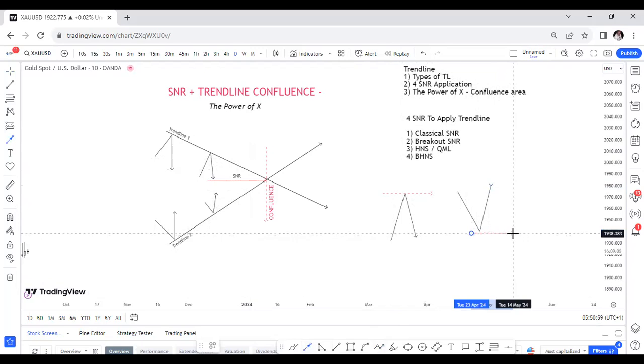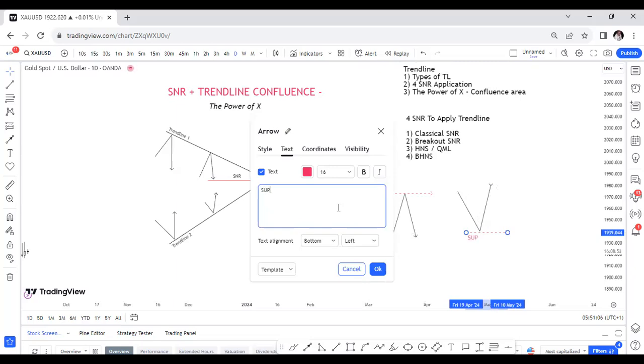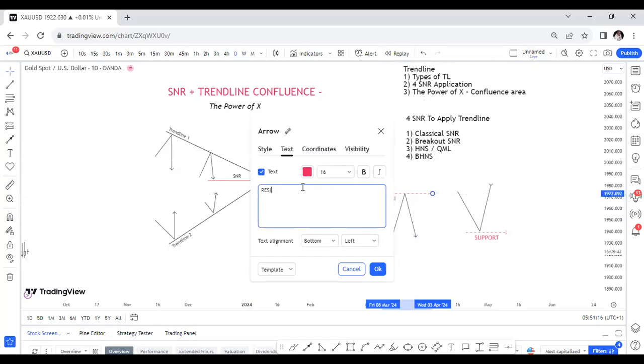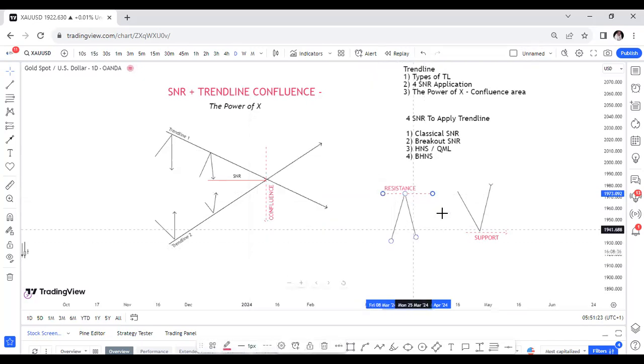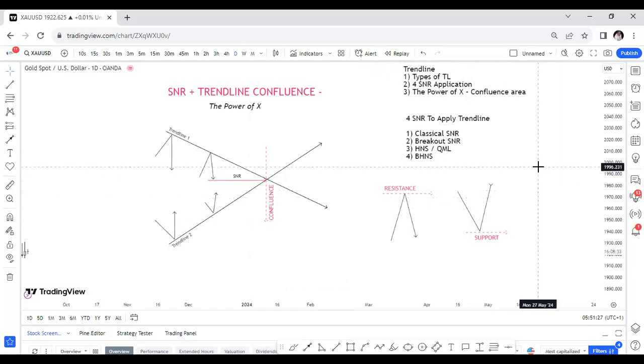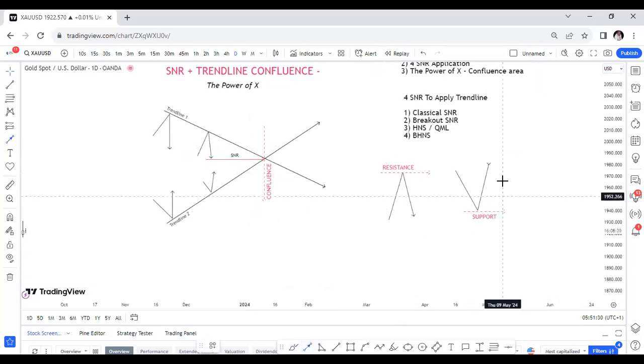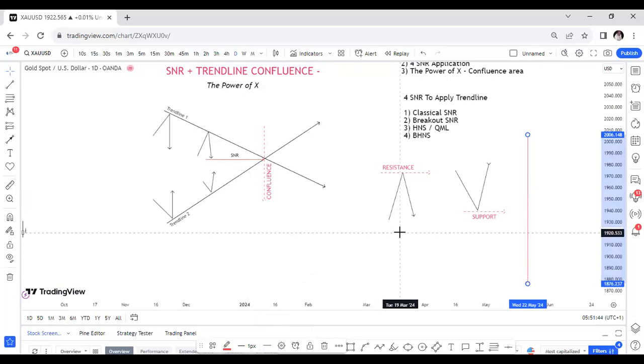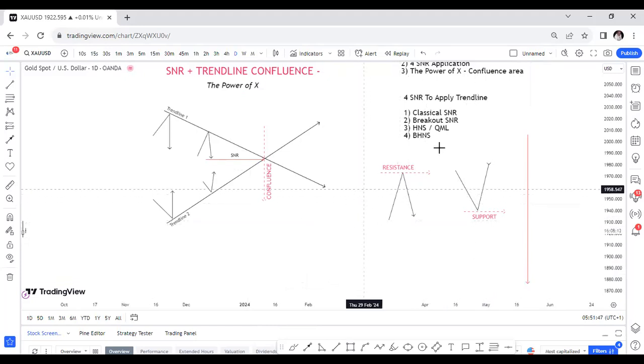So this is the support. Support. What is the resistance level? So this is the classical type. Then we have that's the classical type. The classical is a narrow.